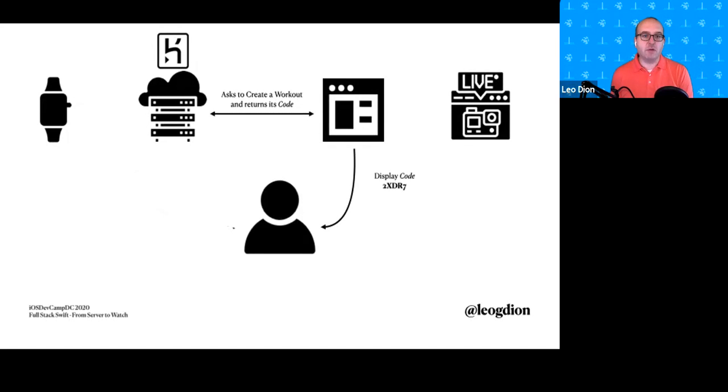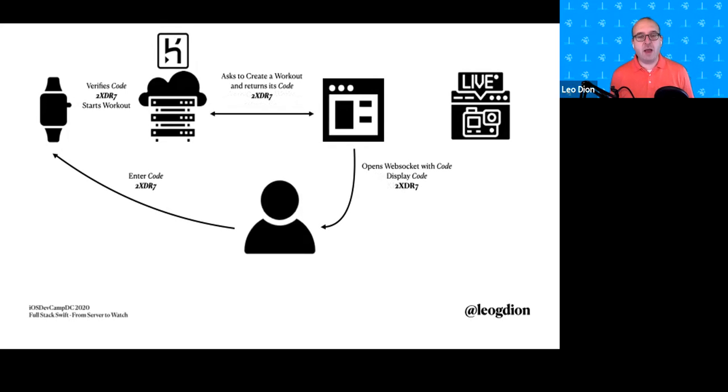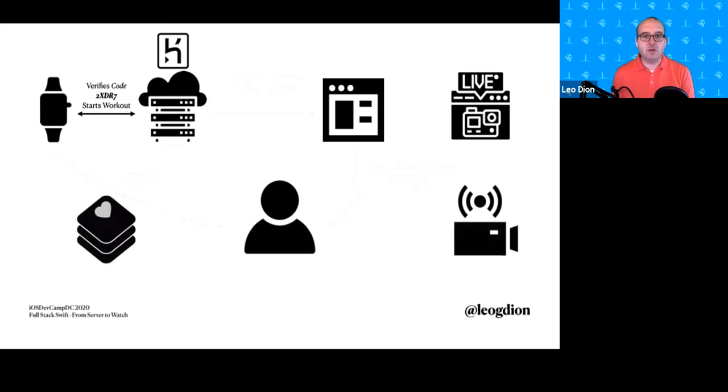Now the user enters that code on the Watch app, making sure that it matches whatever is in the browser window. Then the app calls back to the server to make sure that code is verified and correct. Once it knows the code is verified, it starts the workout. And of course, that's where we bring in HealthKit, and HealthKit starts the workout on the Apple Watch.